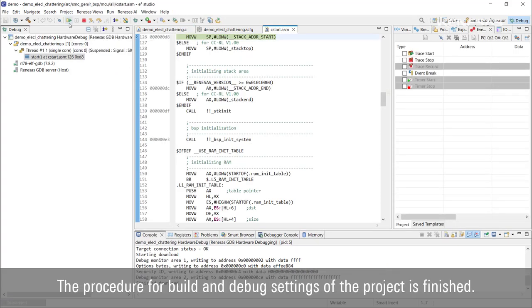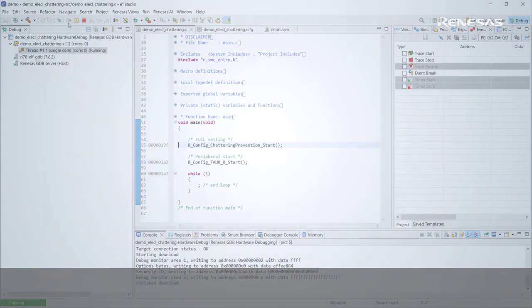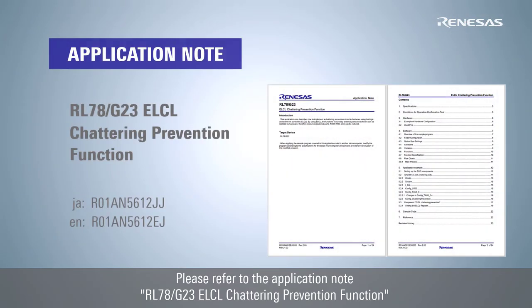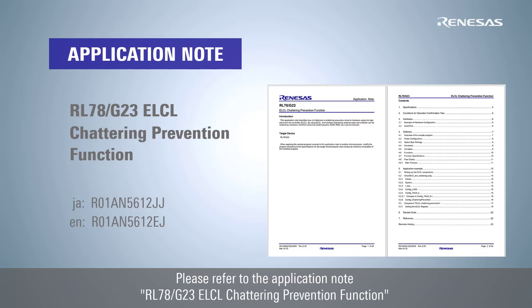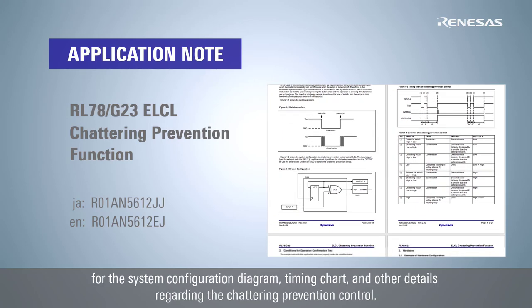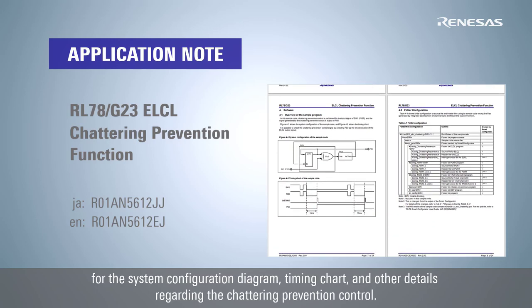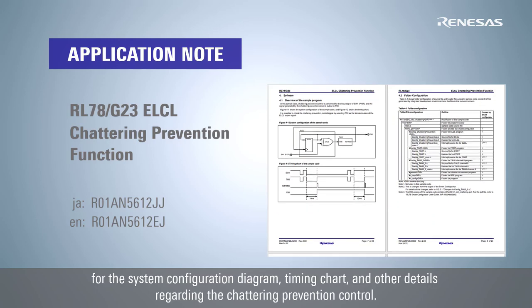The procedure for build and debug settings of the project is finished. Please refer to the application note RL78G23, ELCL, chattering prevention function for the system configuration diagram, timing chart, and other details regarding the chattering prevention control.